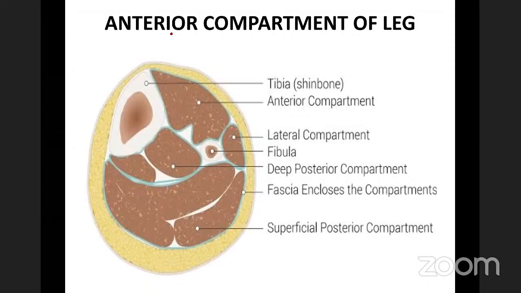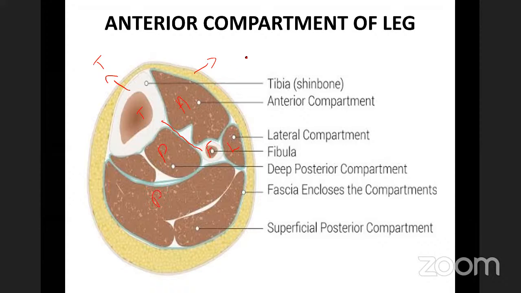The lower limb, the leg, is divided into several compartments. This is the cross section of the leg. As you can see here, this is the tibia and this bone here is the fibula. And this is the interosseous membrane, which is connecting both the tibia and the fibula. The leg is divided into three compartments. This is the anterior compartment, this is the lateral compartment, and these two are the posterior compartment.